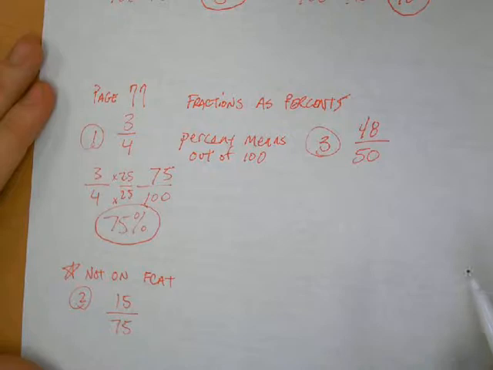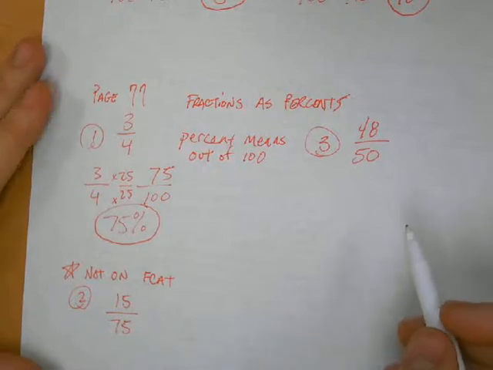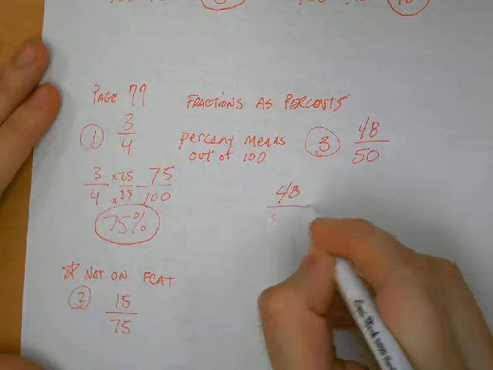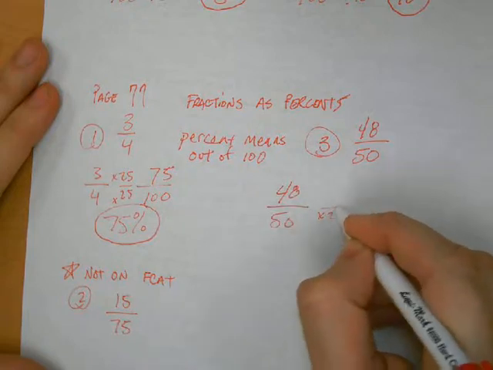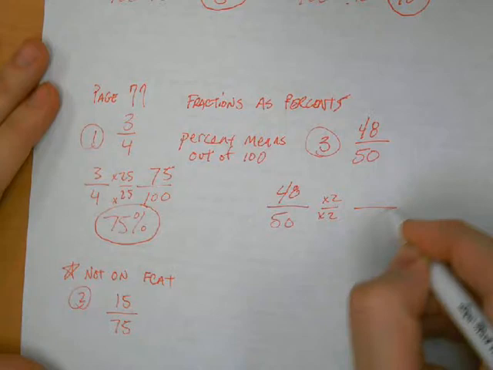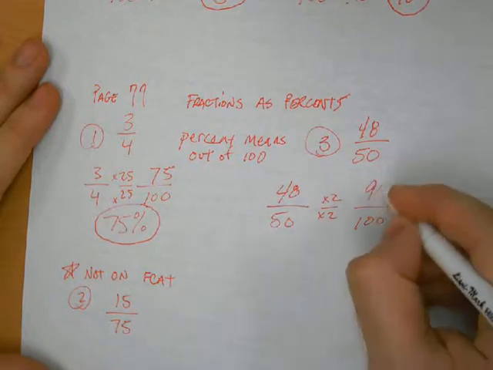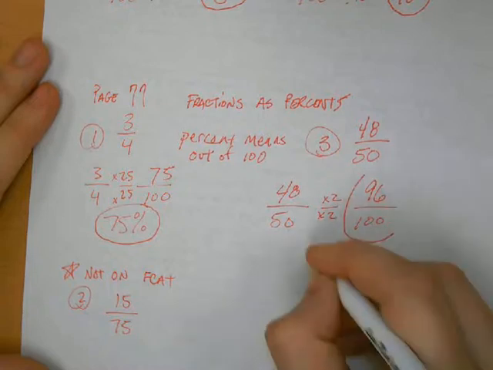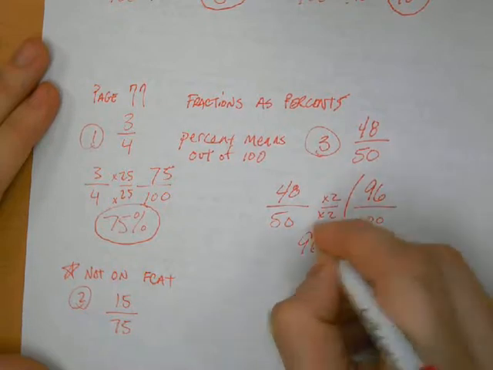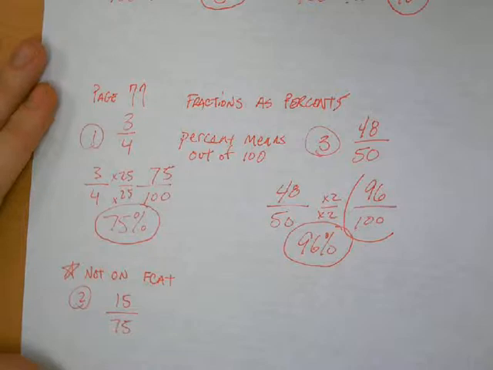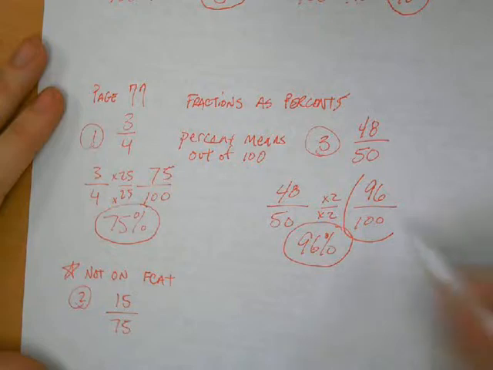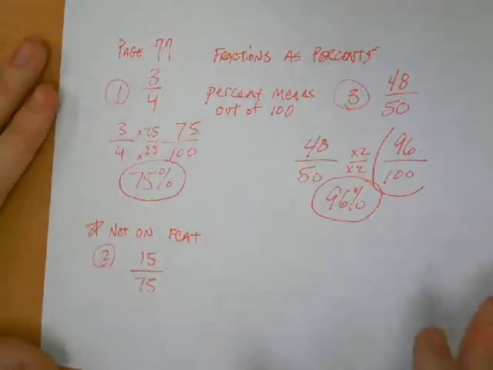Okay. Number 3, we have 48/50. Well, I can get that to be out of 100 instead of out of 50 by multiplying by 2. 48 by 2, I know that 8 times 2 is 16. 40 times 2 is 80. 80 plus 16 is 96. But that's not my answer yet, even though I went to go circle it. This is 96%. Because that's 96 out of 100.